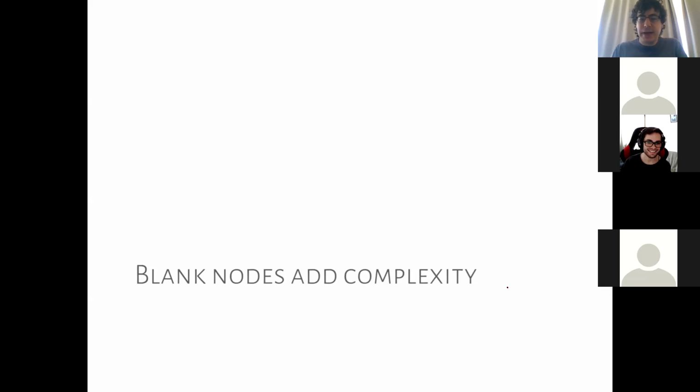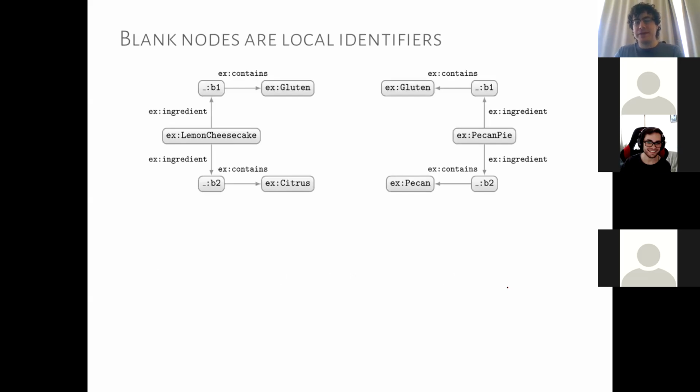What I'd like to end with is just the idea that blank nodes add complexity. While blank nodes can be useful, essentially it avoids having to assign everything an IRI all the time, which is quite useful if there are nodes that we don't really care about that are more syntactic, or if we just want to represent the existence of something.